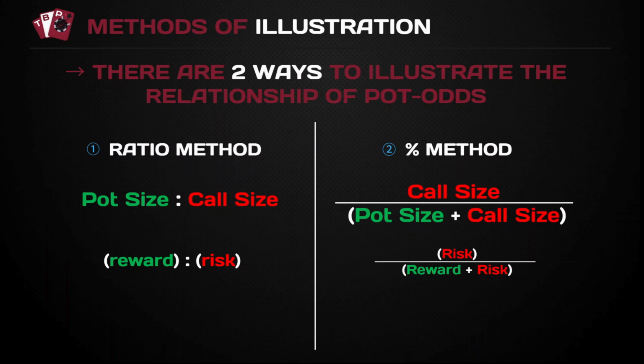Again, with pot size being our reward and call size being our risk, we can substitute them in the formula on the right side and get to the last row where you see the fraction risk divided by the sum of reward plus risk. With that, we have defined both formulas for both methods, and which one you prefer to use is a question of preference, not right or wrong, because we will see that both methods are telling us exactly the same thing.